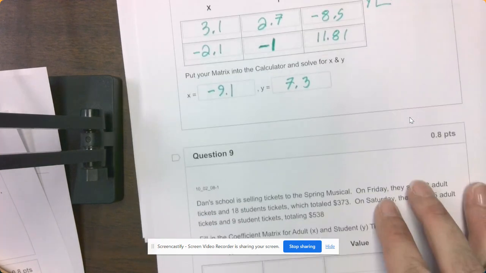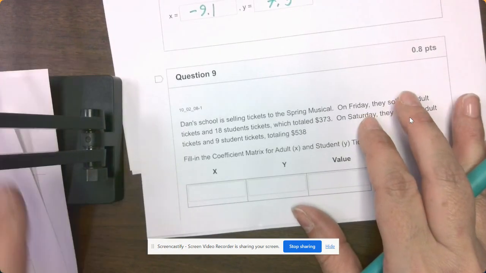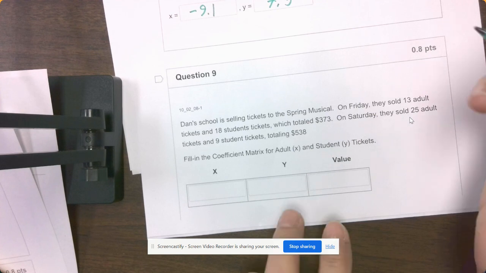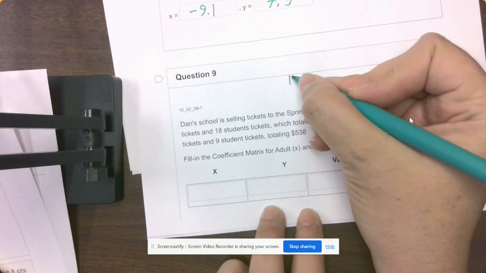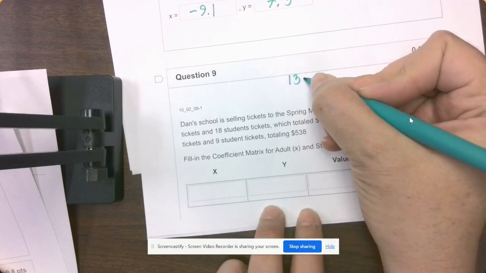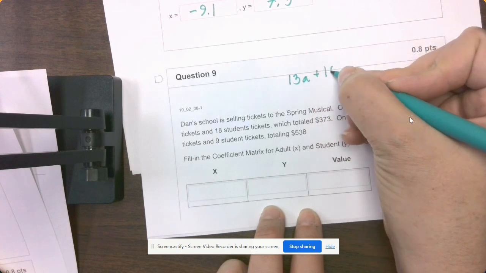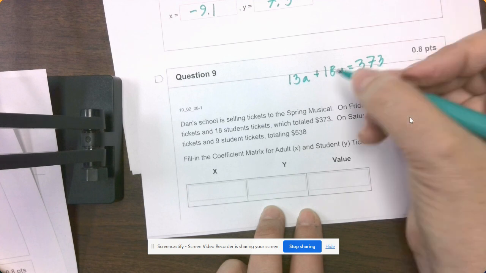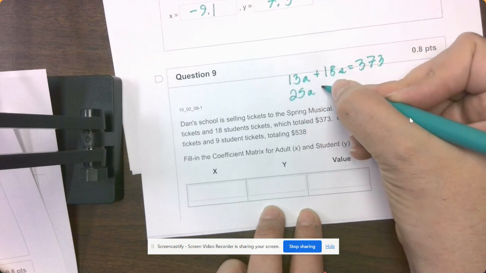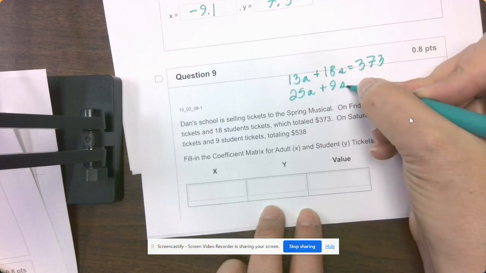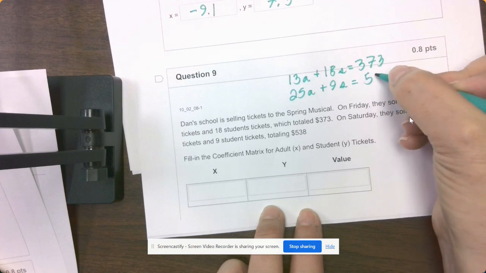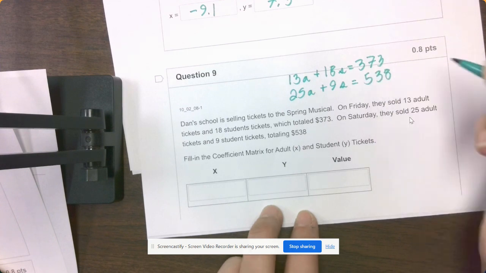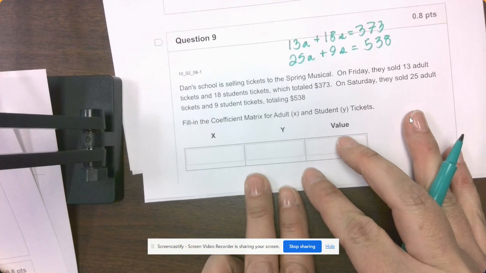Okay, last one, everybody, we got this. Dance musical sound tickets for the spring musical. On Friday, they sold 13 adult tickets, 18 student tickets, then 73. On Saturday, sold 25 adult tickets, 9 student tickets. Okay, fill in the coefficient matrix, everybody.